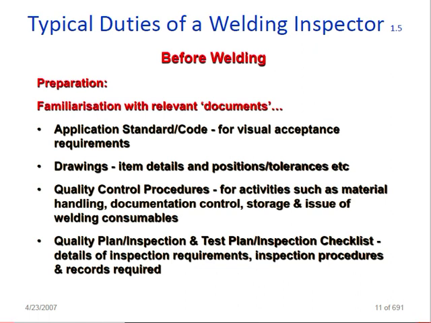Quality control procedure: definitely there should be quality control procedures, like a welding control procedure and a weld repair procedure. So many procedures should be there, because if anything happens in welding and there is a defect, how will you repair the defect? So we need that weld repair procedure. A quality control procedure for activities such as material handling is definitely needed. Documentation control is how they make the documentation and how they control the documents. So they should have one procedure.